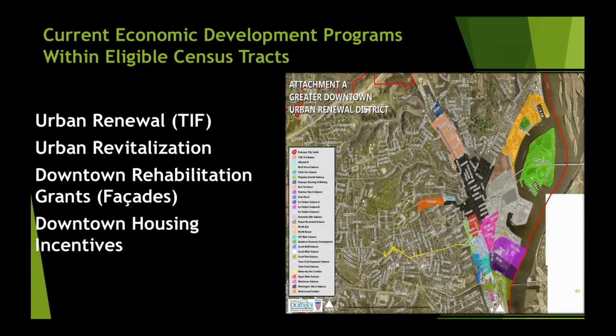As I said, one of the things we were able to do is look at our current urban renewal areas. We currently use tax increment finance. It's probably the best and only tool that we have here in Iowa. But we also lined it up with urban revitalization, downtown rehabilitation grant programs and other housing incentives, and looked along those corridors very specifically for some really attractive programs and some attractive projects.